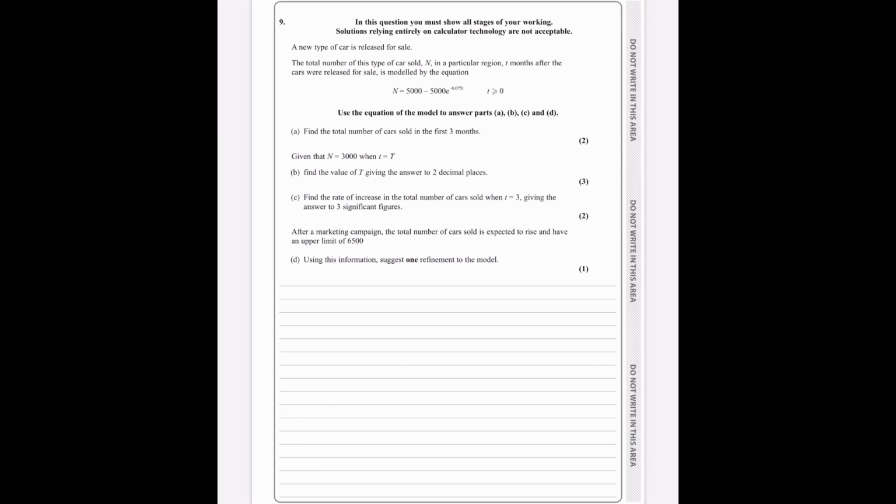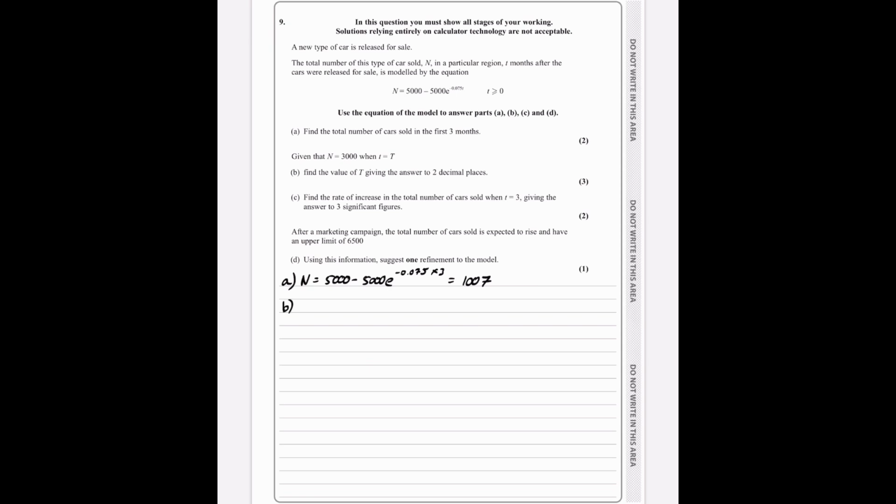All right, question number 9. We're looking at the value of a car. First thing we're going to do to find the total number of cars sold in the first 3 months, we're going to substitute t to be 3 into the model they've given us. So 5,000 subtract 5,000 lots of e to the power of negative 0.075 times 3. And that's equal to, when you plug it in, 1,007.